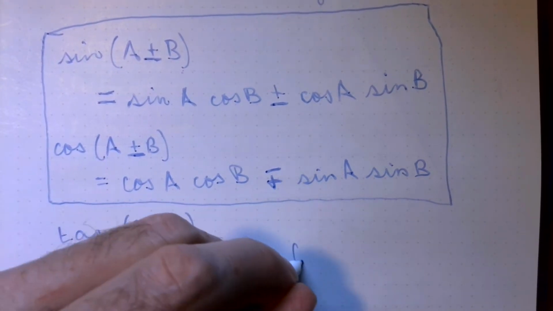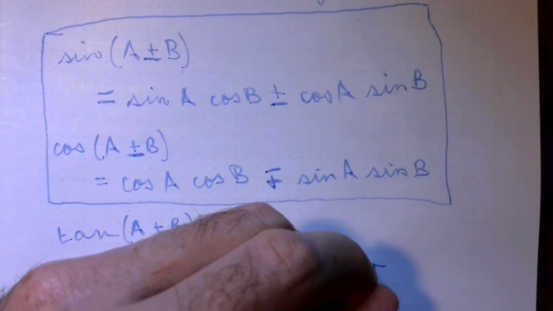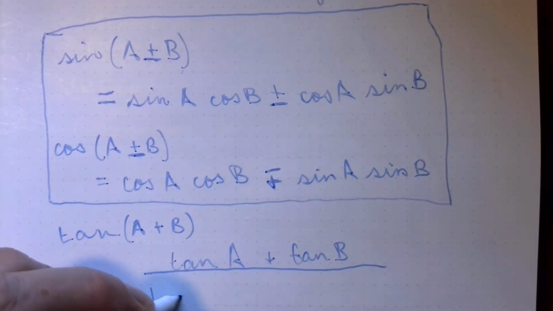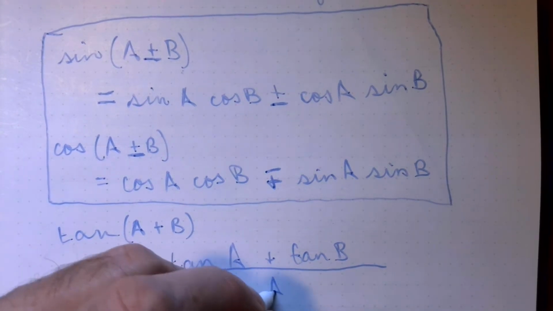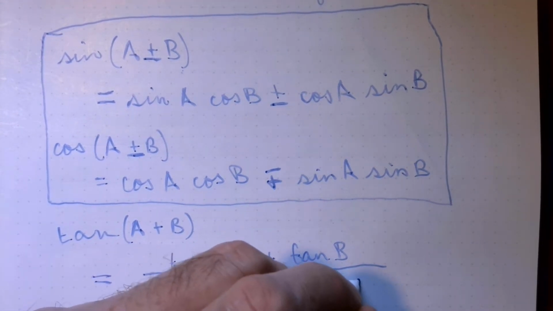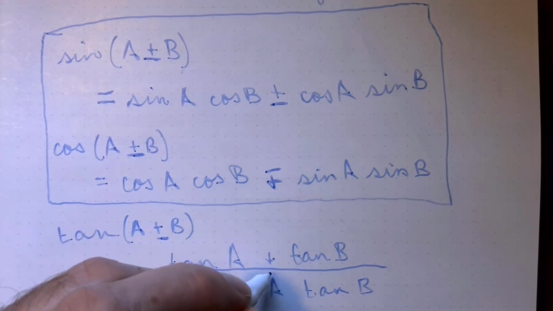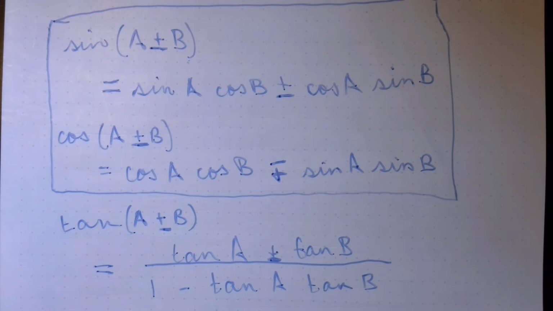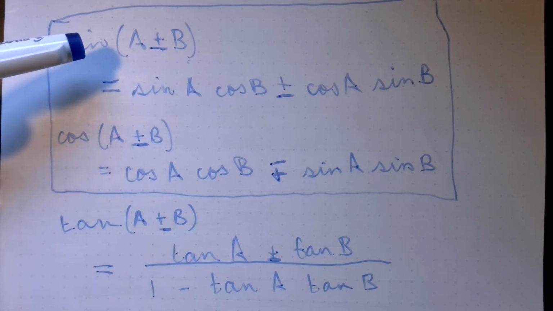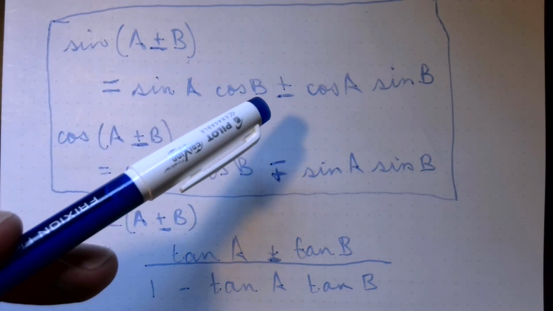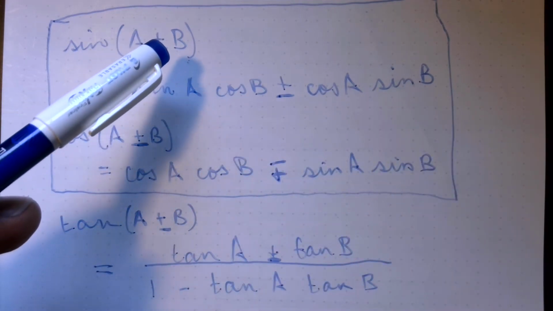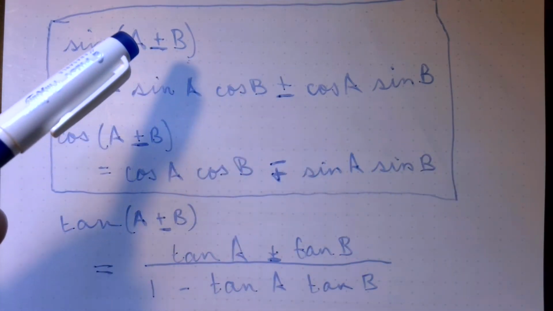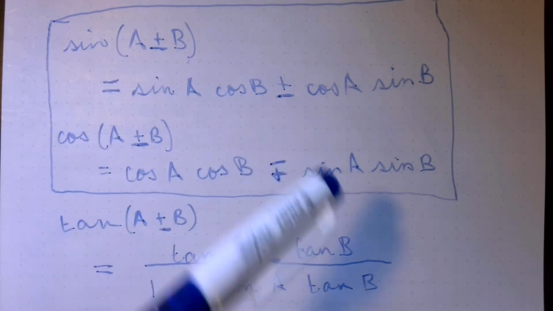The tangent angle sum formula looks like this. And if this is a minus, then we have a minus up here. So these are the angle sum and difference formulas. As I mentioned, I recommend memorizing these two. If you're dealing with the sine, you get two terms: sine, cosine, cosine, sine. If there's a plus here, there's a plus there. If there's a minus over here, minus over there.